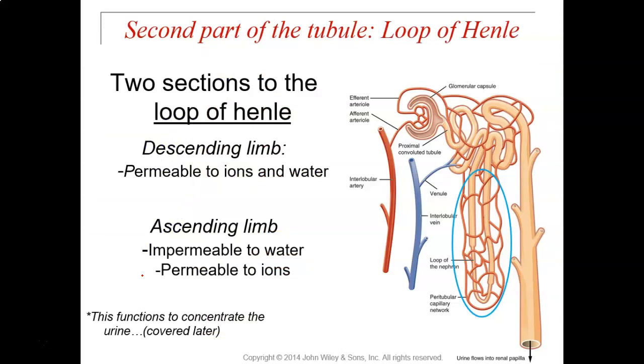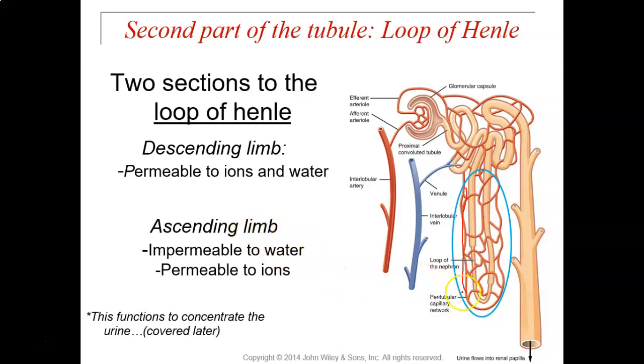So here, for the second part: there are two sections to the loop of Henle, or the nephron loop, or the loop of the nephron, all the same thing. The descending limb of the loop of Henle is very similar to the proximal convoluted tubule. It's essentially permeable to all ions and water. There's very little that it doesn't permit.